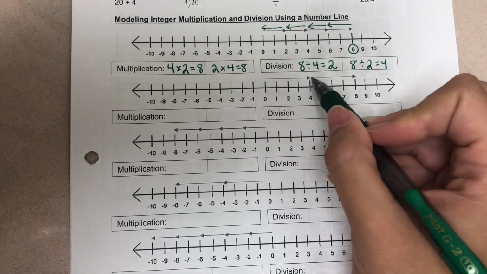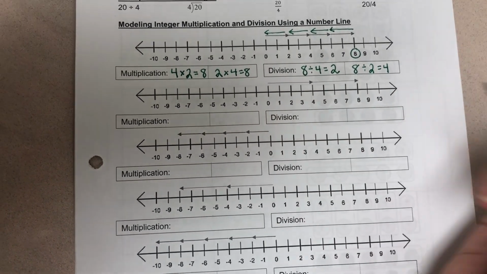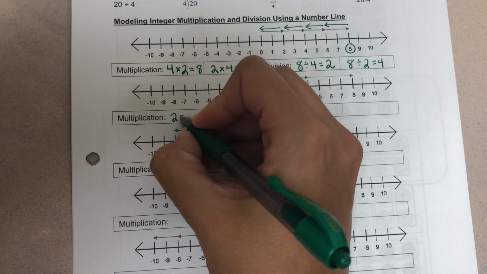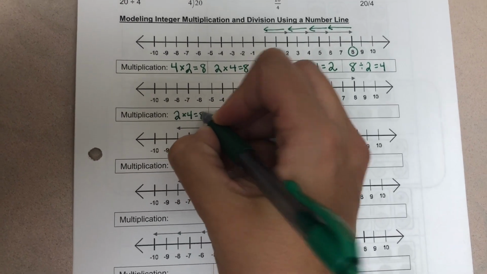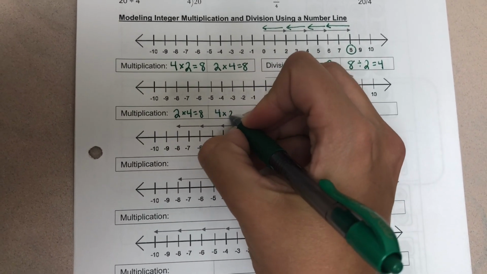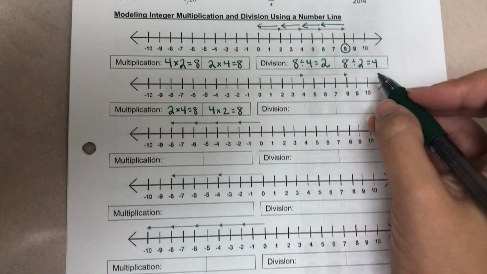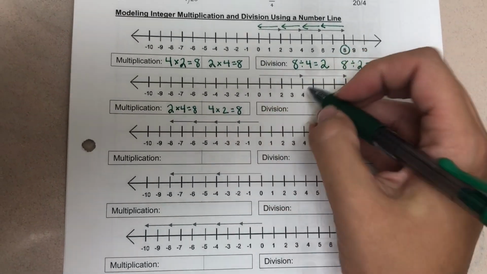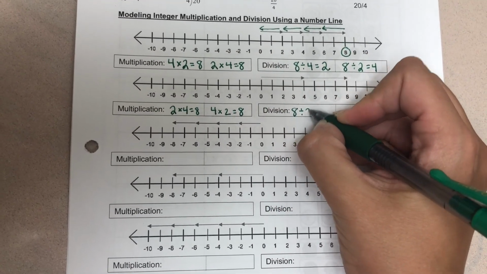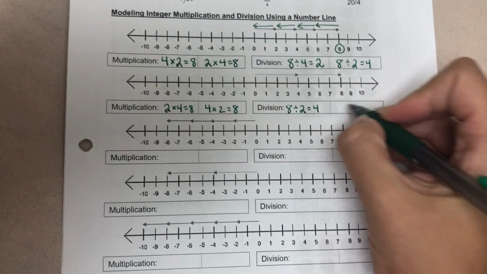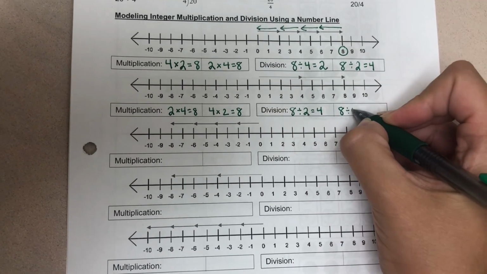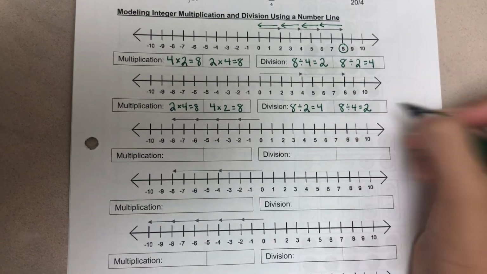Okay, so we can continue on for the rest of these. So I have 2 groups and each of them are moving positive 4. So I could say that's 2 times 4 equals 8, or 4 times 2 equals 8. If I were to go from 8 down, I've got that 8 divided by 2 equals 4, or 8 divided by 4 equals 2.